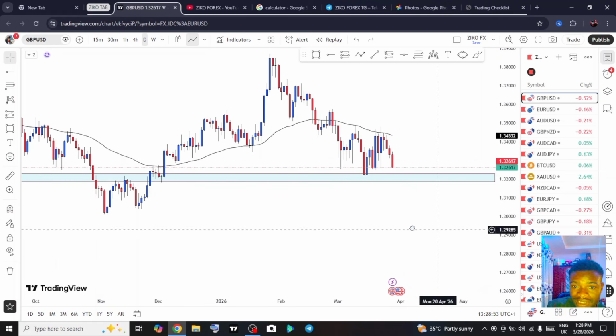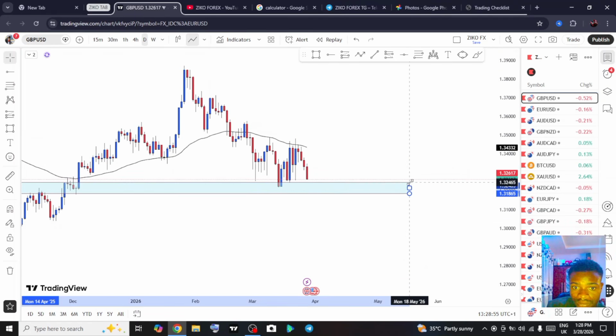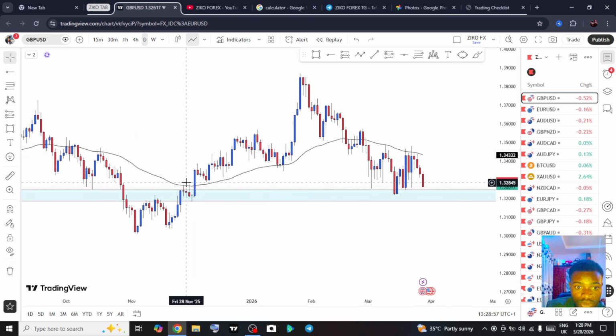Now we can also extend this area of interest just like this to accommodate a little bit more reactions from the area. So now let's look at how the 4 hour looks.